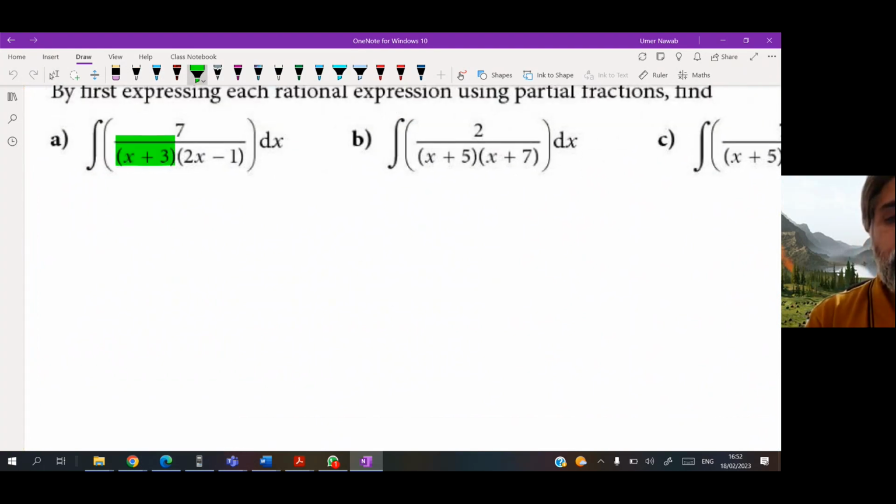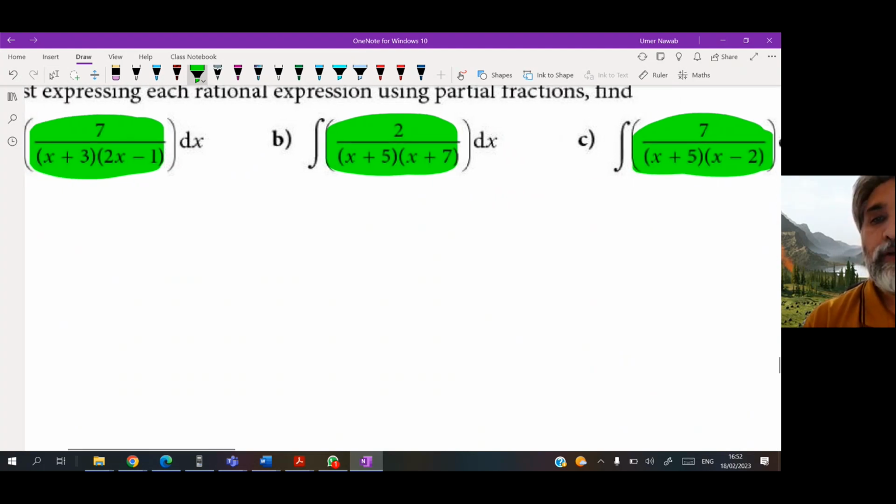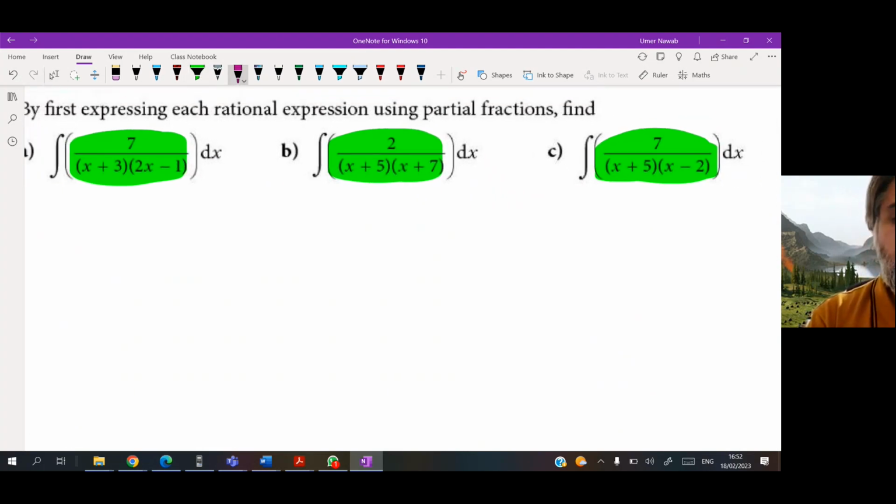As you can see here, we have two factors in the denominator, right? And both factors are linear because the power of x is 1. Linear, linear. So a student needs to know how to convert any fraction into partial fractions when the denominator contains only linear factors. So I'm going to explain to you guys first.